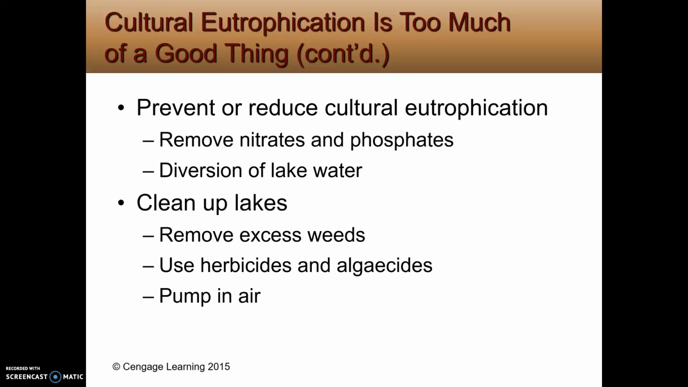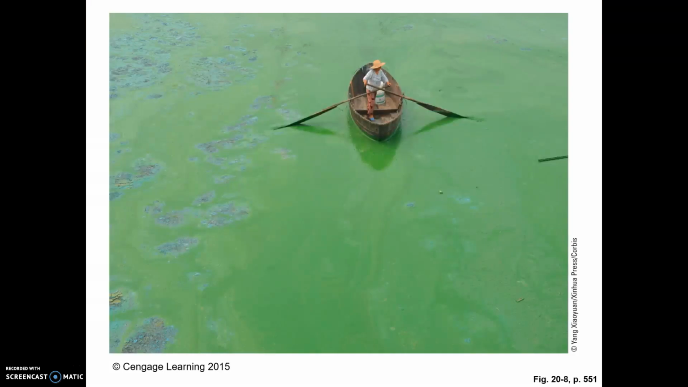And then in terms of cleanup, you can mechanically remove weeds and whatnot, and then you can also use moderate amounts of herbicides and algicides that help control those plants and algae in those lakes. You can also help reintroduce oxygen by using fountains and bubblers to reintroduce air into those systems. And again, this is a cultural eutrophication situation in China.